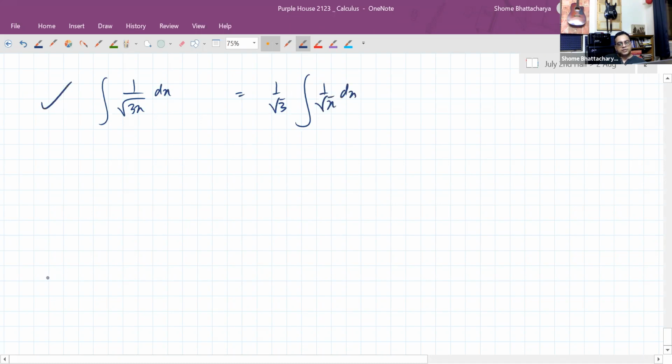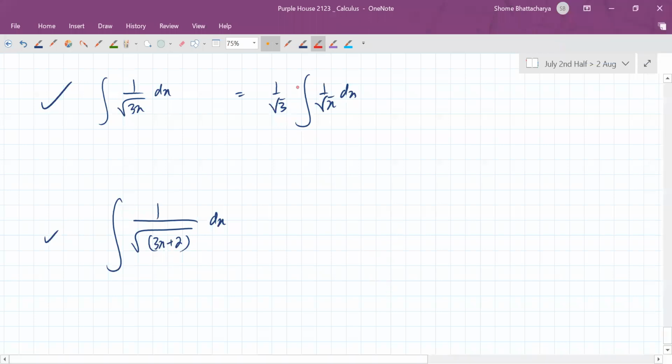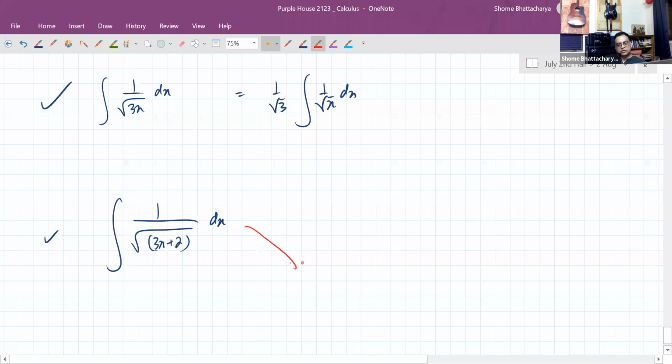But suppose we had an example where, instead of this, inside the square root we had 3x plus any constant, like plus 2. Then we would get stuck. We can't solve it by this method, because it doesn't matter if I take the 3 outside or not, there'll still be some constant left over. So this has to be solved using a method called substitution.